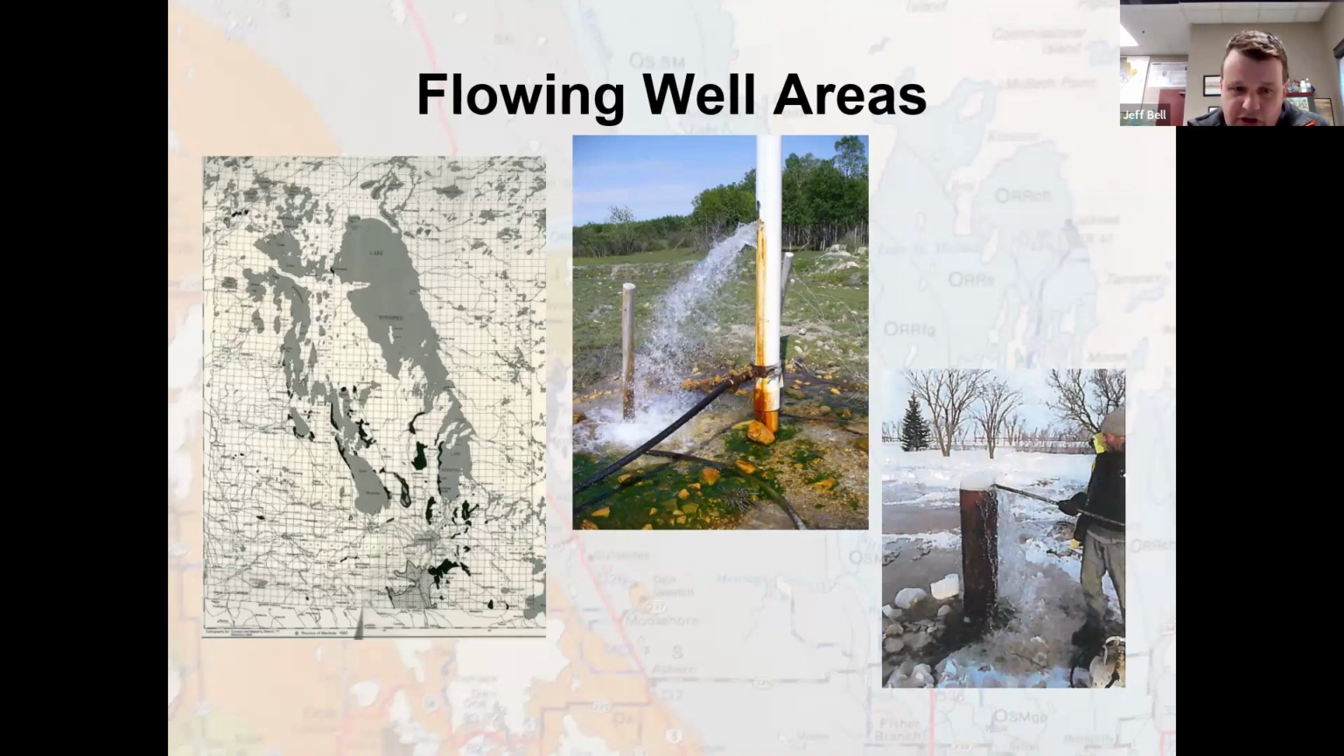So the figure on the left on my screen is an old provincial report from the 1970s that shows the predominant flowing areas that tend to show up. Along the western shore of Lake Winnipeg, we see it a lot. In the Interlake, there are sporadic places. And in the southeast, around Steinbach, we tend to see a lot of flowing well areas. So these tend to be a bit of a problem.